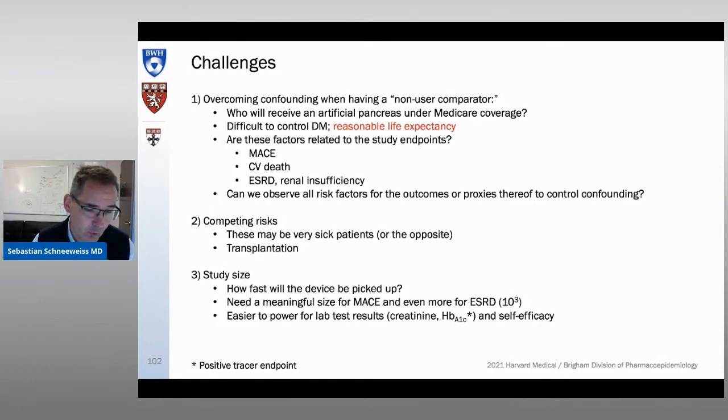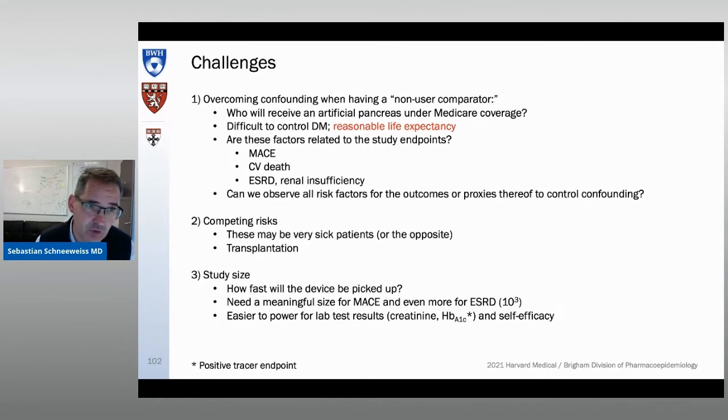I'm worried that only people with a reasonable life expectancy receive that device and others won't. So there could be very strong selection going on. And how can we overcome that? A side point is competing risks. If people die faster at higher proportions, these are elderly patients with a severe condition, we need to deal with that. What happens to patients with transplants, kidney pancreas transplants?